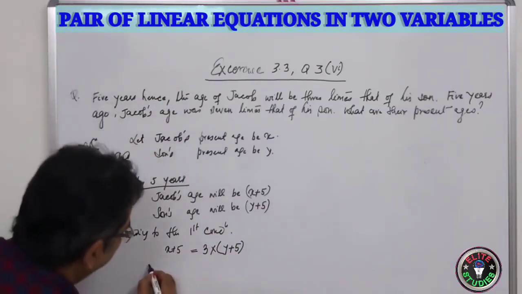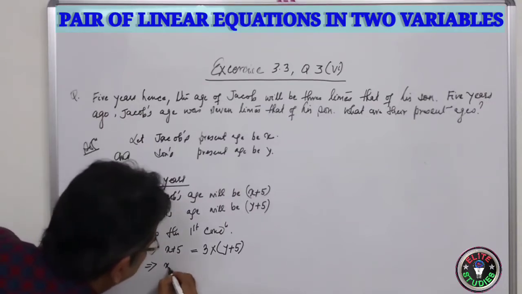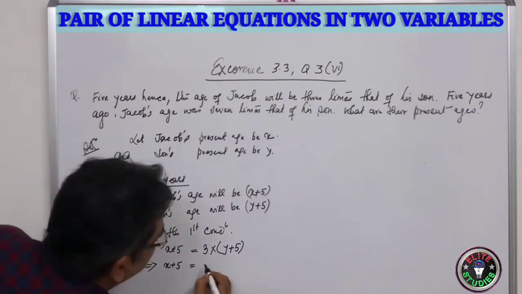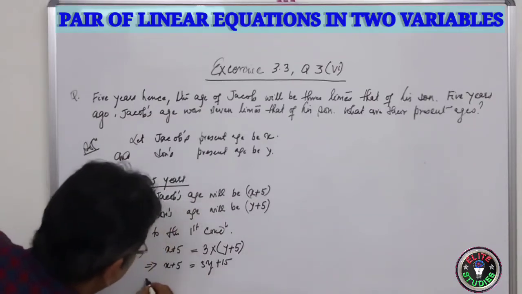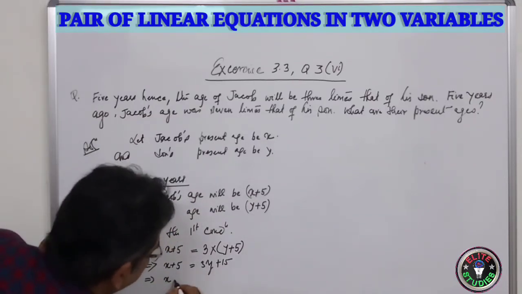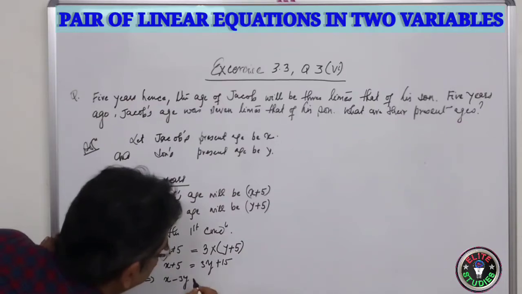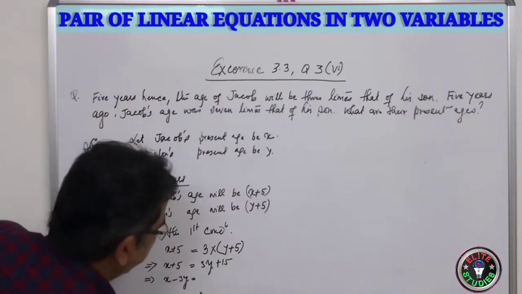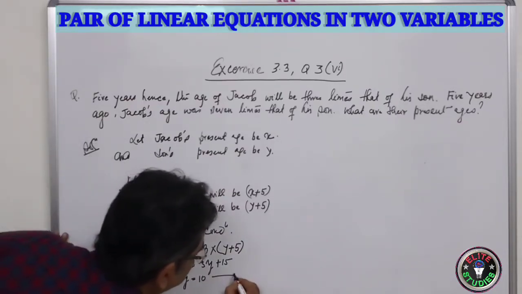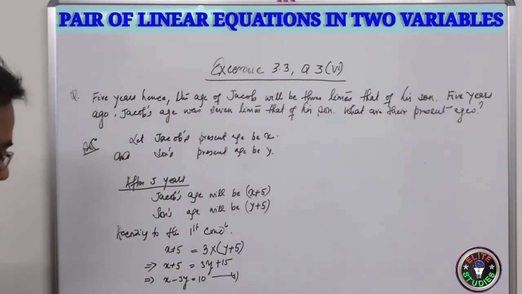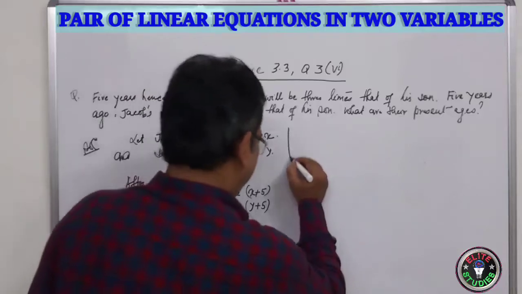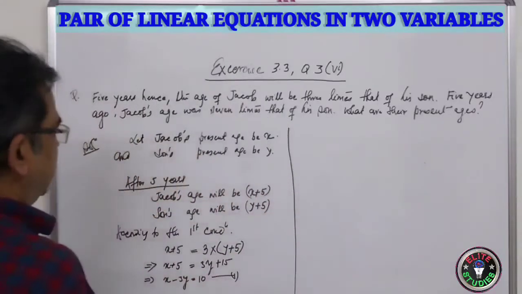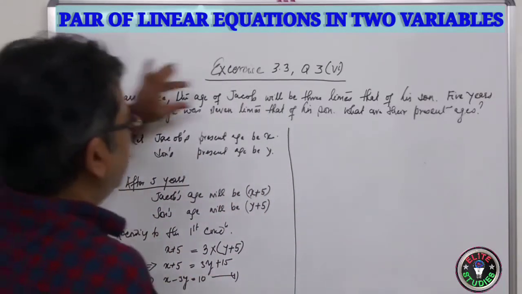Now we will just simplify. What we will get? x plus 5 will be equal to 3y plus 15. So it gives x minus 3y will be equal to 15 minus 5, it is 10. This is the first equation. So the first equation has been formulated from the first condition.